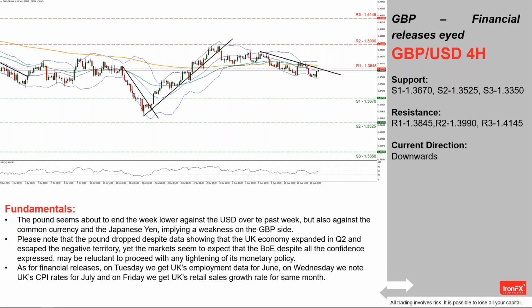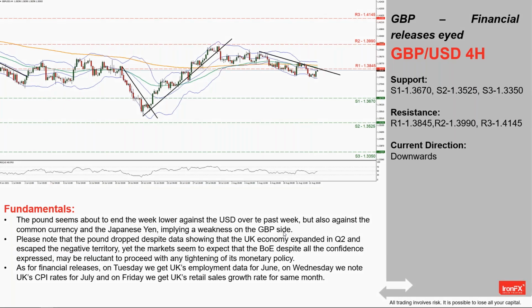On the fundamental side, we note BOE's monetary policy as well as the path of the pandemic in the UK and Brexit as possible issues to watch out for. As for financial releases, on Tuesday, we get UK's employment data for June. On Wednesday, we note UK CPI rates for July. And on Friday, we get UK's retail sales growth rate for the same month.